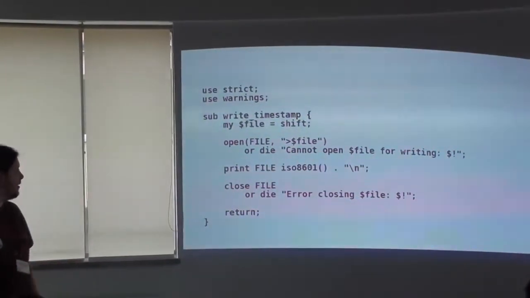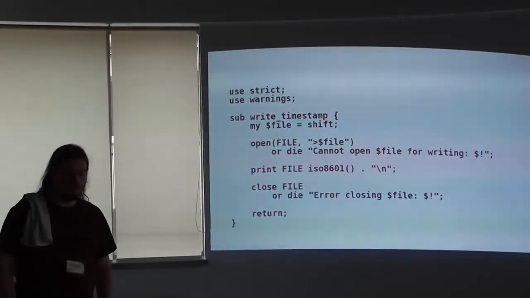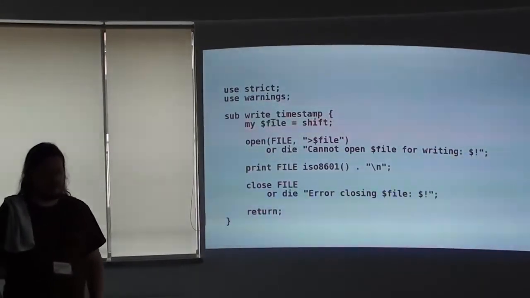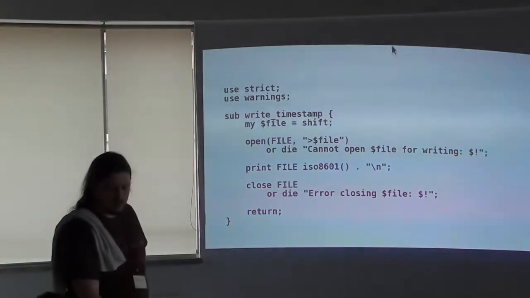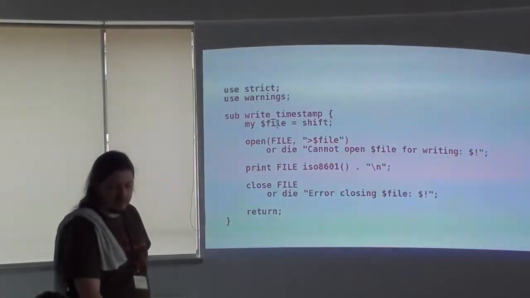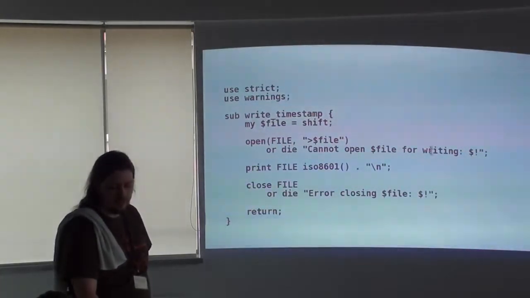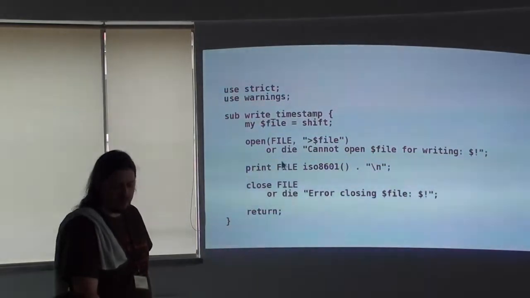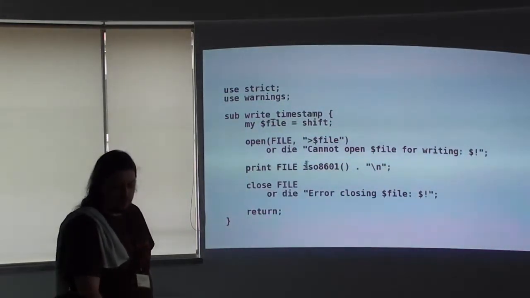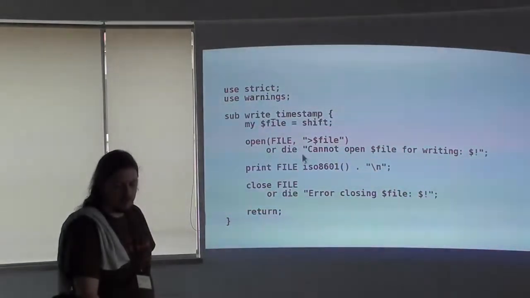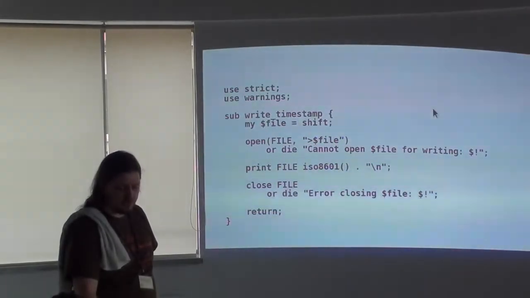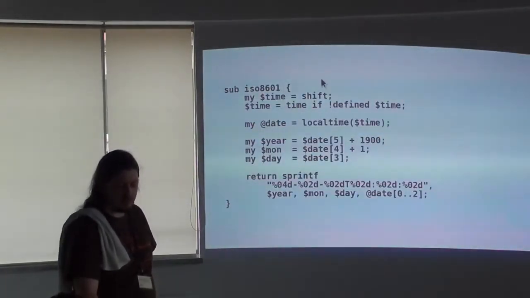So let's have a look at a code example. This is how we would write it in the Perl 5.10 era. Let's have a look at what the code does. We have a subroutine that gets a file name, we open the file and do the error checking and write out the error message if there was one. And then we print some timestamp to the file, add a new line, close the file, do error checking again, and return. In this kind of timestamp, we also need another subroutine.